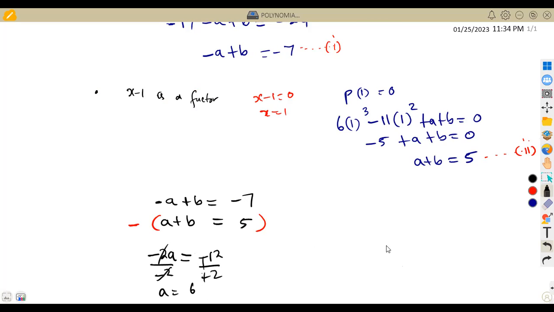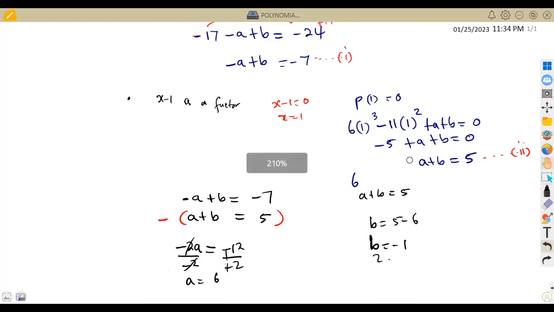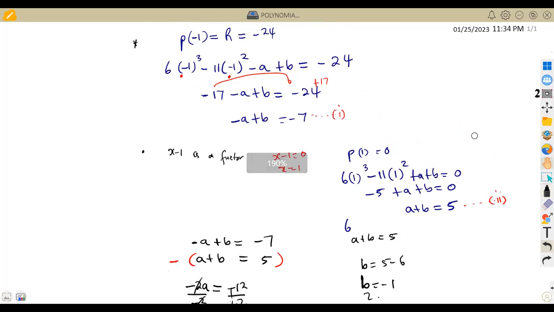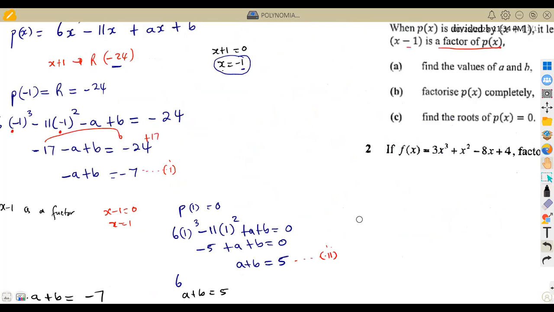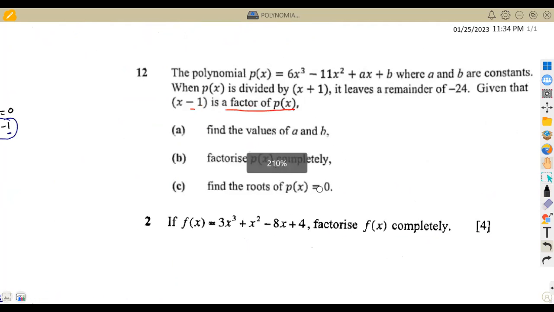So if a is equal to 6, then we can find the value of b from any one of these equations. I'm just going to use the second equation. a plus b is equal to 5, and we are given that a is equivalent to 6. So if we transpose 6 to the other side of the equation, it is going to be 5 minus 6, which is -1. So b is equivalent to -1. Okay, so these are the values of a and b that we are given to find.